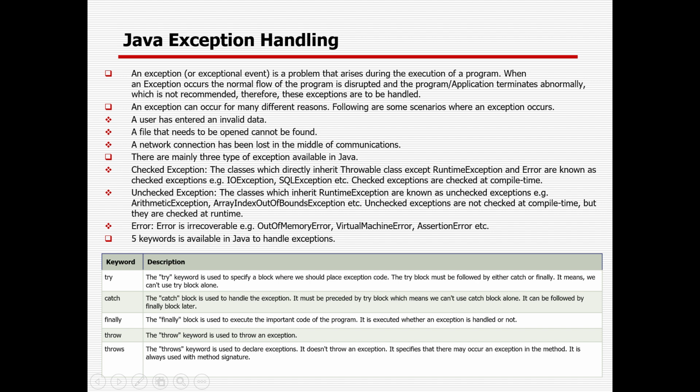The finally block is used to execute the important code of the program. It is executed whether an exception happens or not, it does not matter, it will always be executed. But the try catch block, in case the exception does not occur, will simply be ignored. I will be explaining, then you can get more idea. The throw keyword is used to throw an exception, and throws is the keyword used to declare an exception. It does not throw any exception, it specifies that there is a probability some error or exception might be triggered.